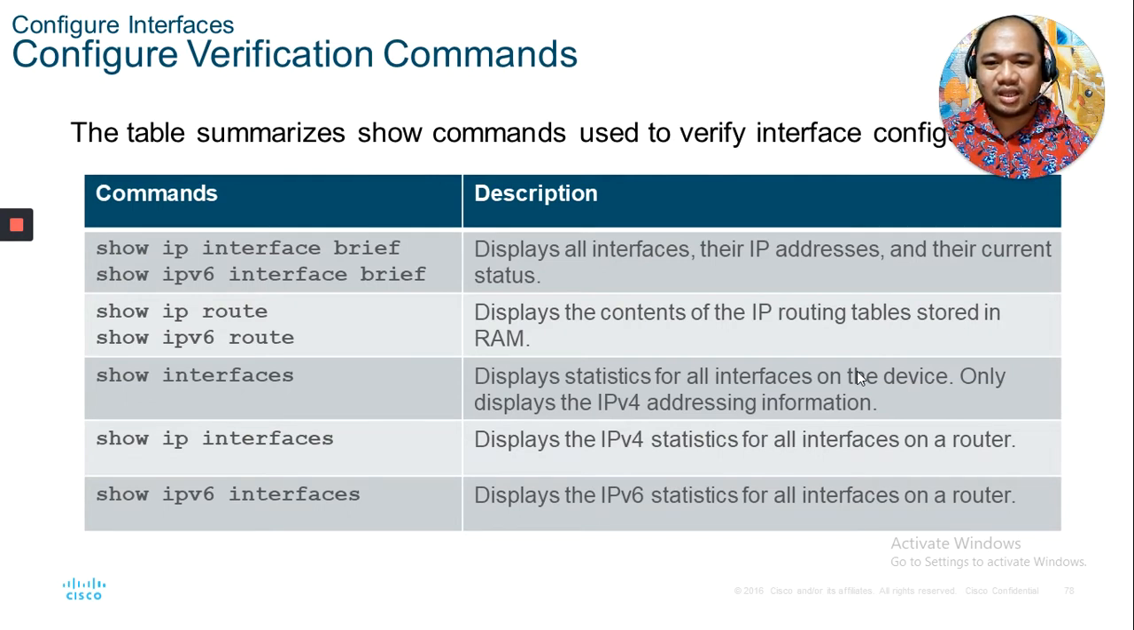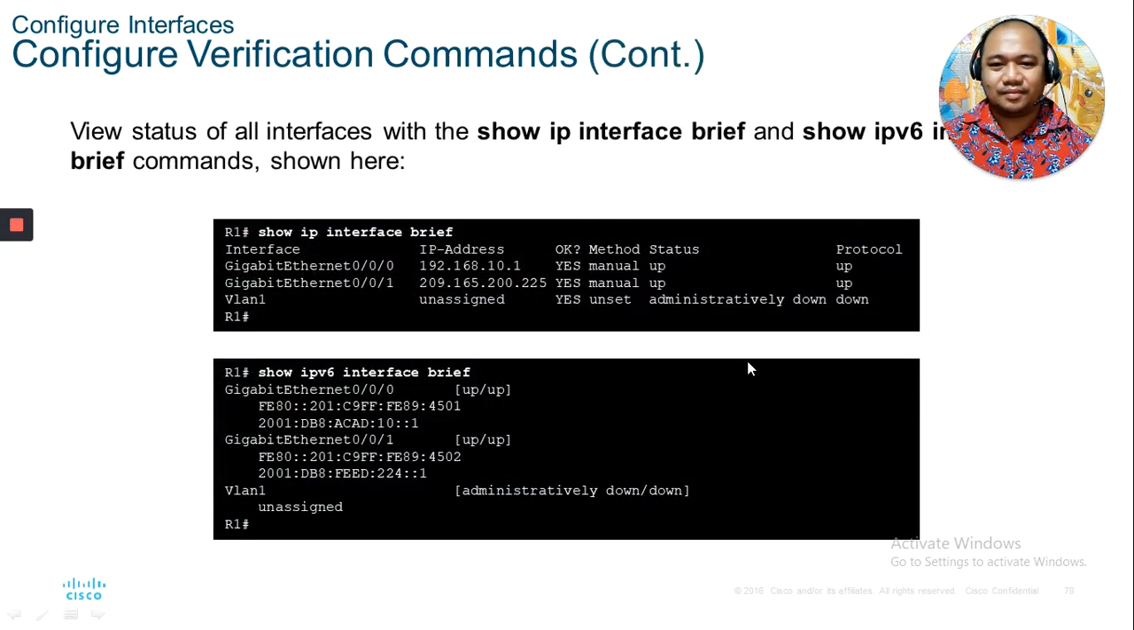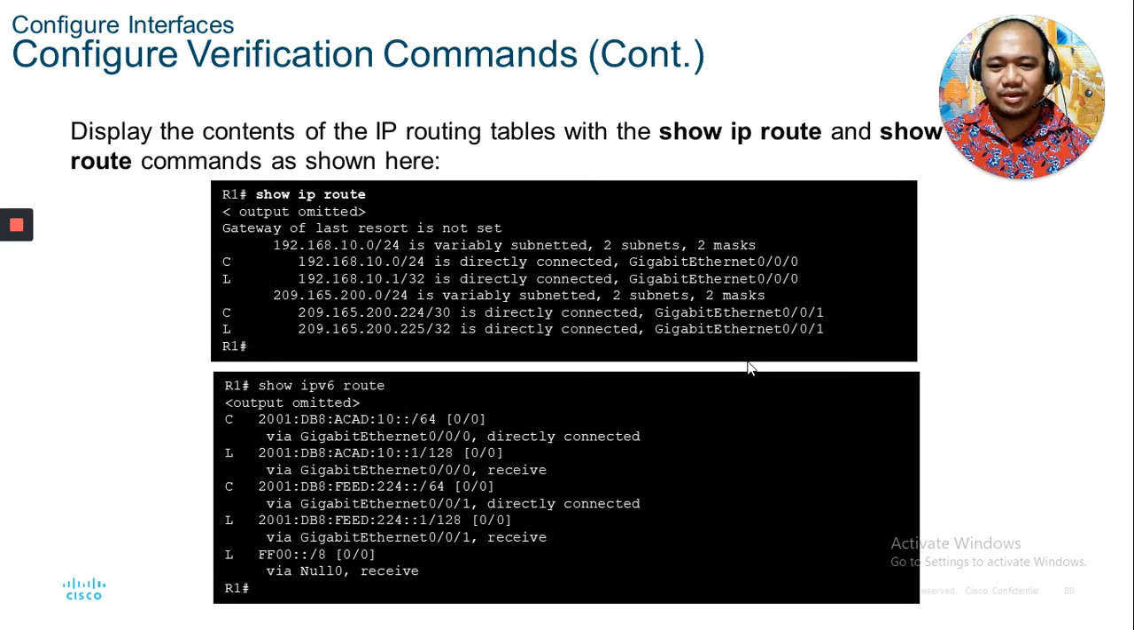You can see the other verification commands. You can use show ip route, show ipv6 route, show interface, show ip interface, and show ipv6 interface. So the information will be shown on those interfaces. For example, you type show interface, you can see the gigabit Ethernet, its bandwidth, its MTU. Check for those, what is the output of this command. Show ipv6 interface brief for IP version 6 for verification.